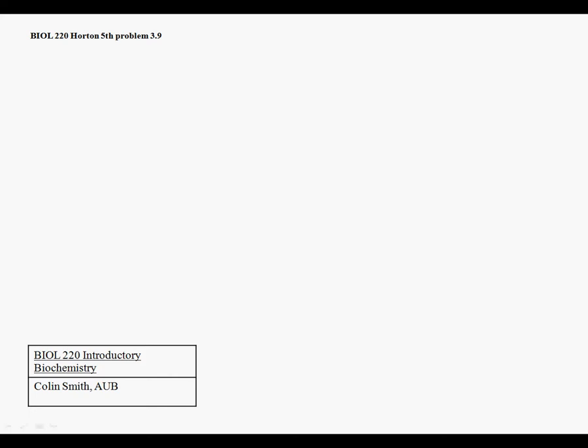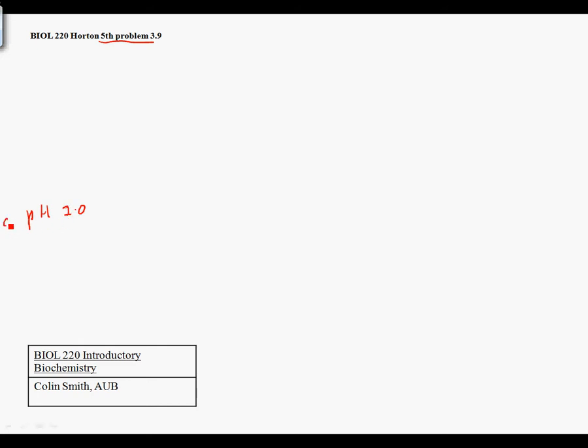This is problem 3.9 from Horton's 5th edition by student request. Let me read the problem to you. Oxytocin is a non-peptide hormone involved in milk releasing response in lactating mammals. The sequence of a synthetic version of oxytocin is shown below. What is the net charge of this peptide at pH 2? So we're interested in pH 2.0.